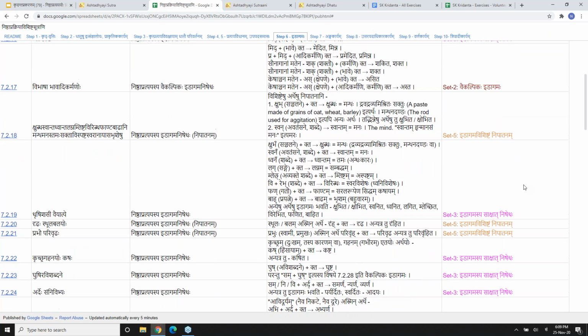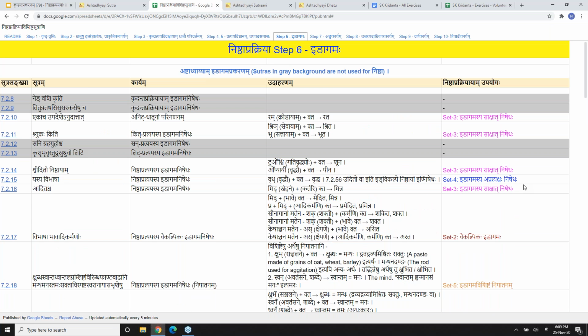The next one, so all the remaining sutras that we are going to study in the blue color, set number 4, are basically the sutras that will give an idagama in some other case, and therefore yasya vibhasha will come there and block the idagama.